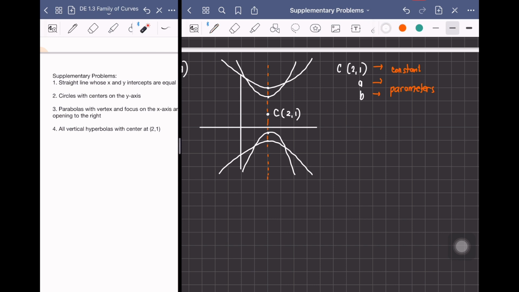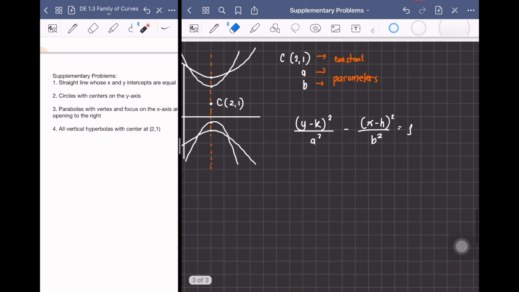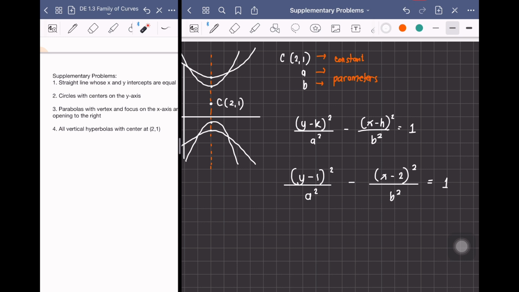in our standard equation. So that would be y minus k quantity squared over a squared, the positive term, minus x minus h quantity squared over b squared equals 1. All you have to do is substitute the values that we have, particularly our center. For the center 2, 1, you have y minus 1 for k. We do not have a value for a since it's a parameter, so that's a squared. Minus x minus 2 for h, squared. We don't have a value for b. That will remain as b squared, equal to 1.